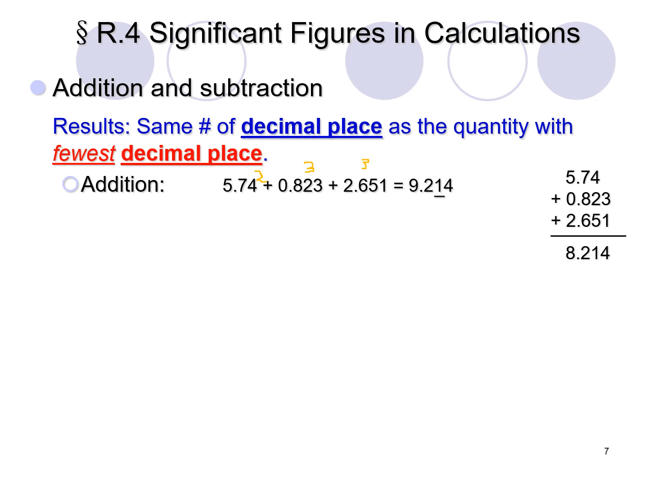Remember, the last digit of each quantity represents uncertainty, right? The uncertain digit. So in 0.823, we understand that 3 is uncertain. In 2.651, that digit of 1 is uncertain. That makes the digit of 4 uncertain. Does that make sense?